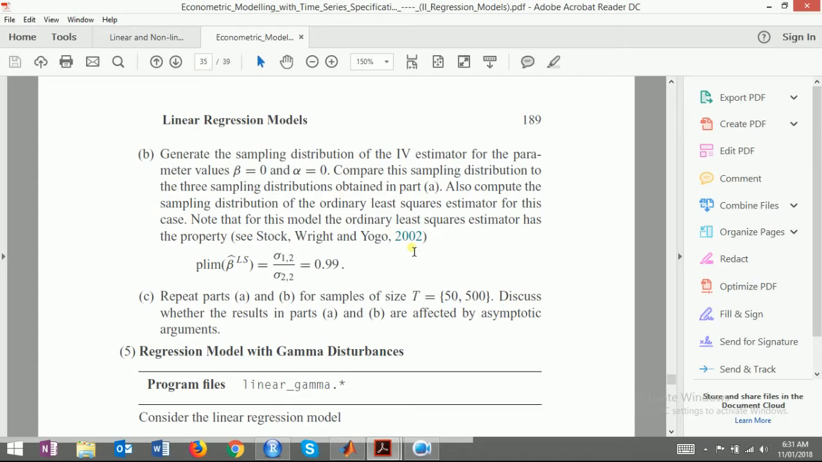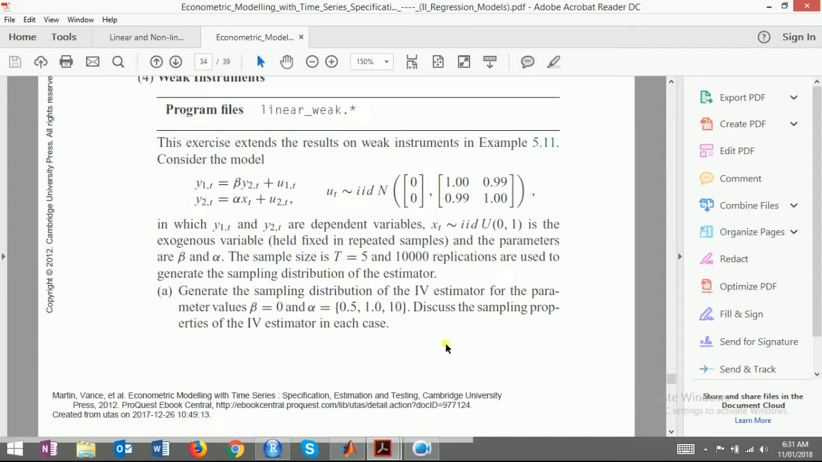Note, for this model the OLS estimator has the Stock and Yogo property, where the plim of OLS is sigma 12 divided by sigma 2, which is 0.99. Repeat parts A and B for sample sizes T equals 50 and 500. Discuss whether the results in parts A and B are affected by asymptotic arguments. So T equals 5, then we have to do T equals 50 and T equals 500.